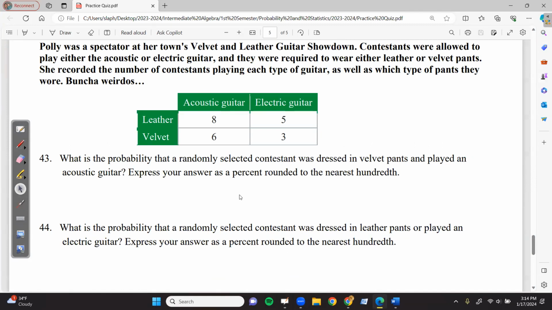Okay, let's talk a little bit. So I made this problem up last year and I was like, this is a weird problem, I better keep it. So the Velvet and Leather Guitar Showdown, where contestants have to either play acoustic or electric guitar, but they're forced to wear either leather or velvet pants, which is really weird, I know. Anyhow, let's answer some questions. So for question 43, what's the probability that a randomly selected contestant was dressed in velvet pants and played acoustic?